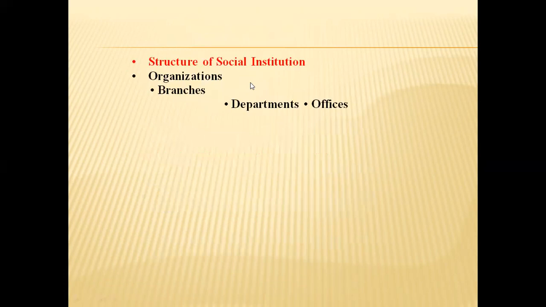Next one, structure of social systems. That is the structure of social institutions. Social institutions means, suppose educational institutions. In educational institutions, there are different types of organizations: branches, departments, offices. Suppose in our college, there are different types of departments, that is, different types of branches. In every branch, some departments are represented, and every department has a departmental office.